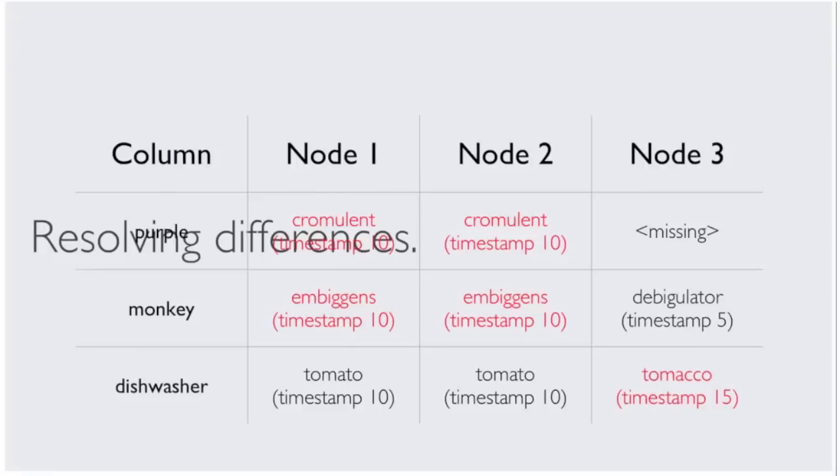For the monkey column, node 3 has a value, but it has a lower timestamp, and so we'll use the embiggens value, which matches timestamp 10. And for the last column, node 3 has a value that has a higher timestamp than the other two. And so in that case, we would use the value from node 3.